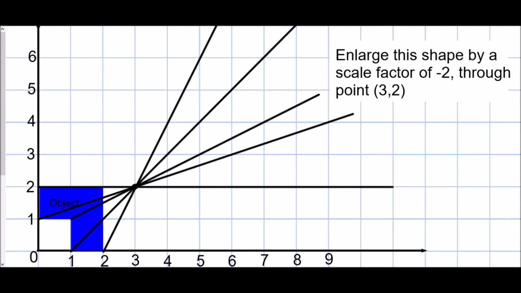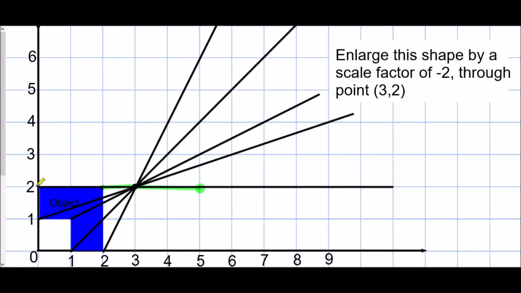And then all we need to be thinking about is the different points, where they are in comparison to the centre of enlargement to begin with. So this corner here is 1 square to the left. This is a scale factor of -2, so instead of going to the left we're going to go to the right and we're going to double that, and therefore we would have a point right here.